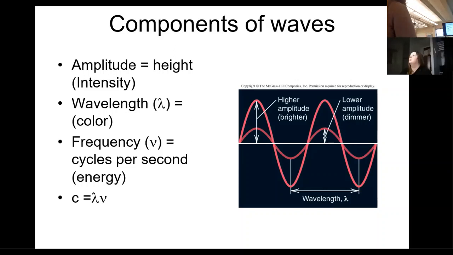So in order to calculate C, we would do wavelength times frequency, lambda nu. But we already know the speed of that. That's a constant. It's not going to change. So that's not a very interesting question. So usually what we do is we say, well, if I know the frequency, can I get to the wavelength? Or the other way around. If I know the wavelength, can I get to the frequency? So we can rearrange that equation.